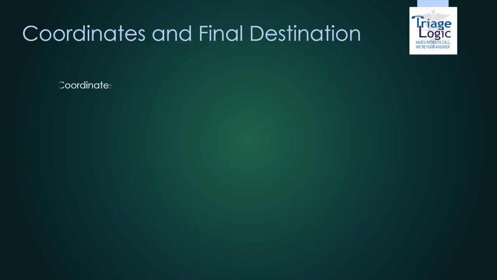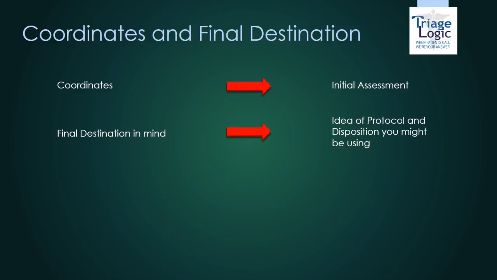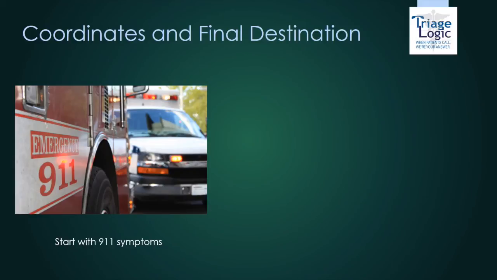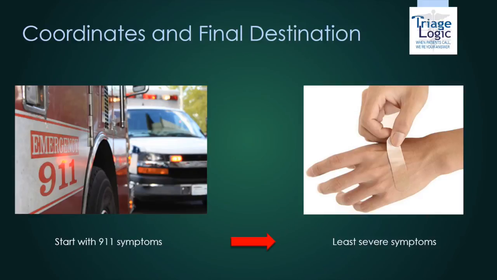Now that you have your coordinates, our initial assessment, and an idea of your final destination, or what protocol and disposition you might choose, it is time to follow the navigational directions of that protocol. The nurse will ask the disposition questions beginning with 911 symptoms and work her way down to the least urgent of dispositions, home care, stopping at the disposition that best matches her patient's current symptoms.